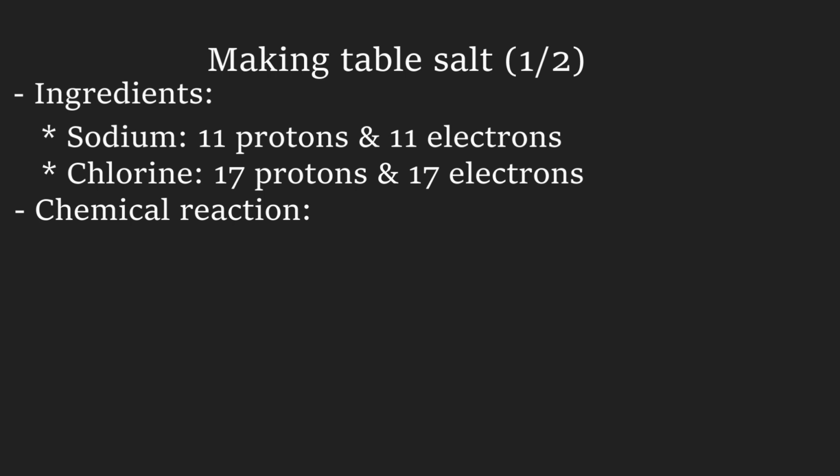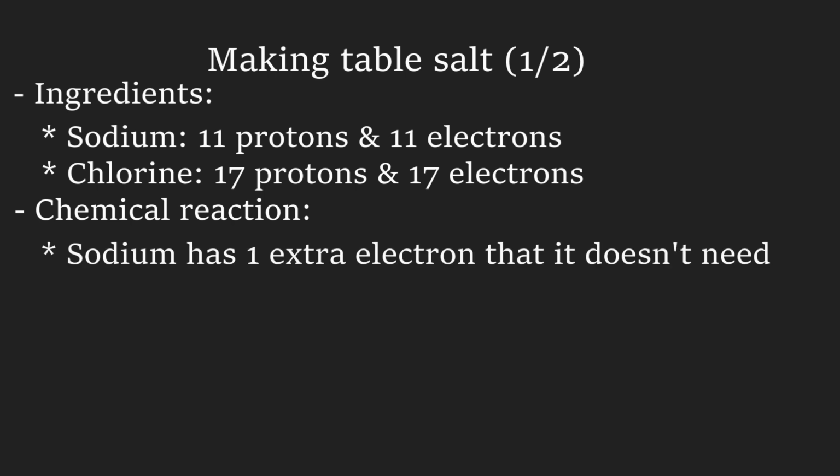So what is the role of sodium in this? Well, sodium has one extra electron that it doesn't need. What I mean by that is that sodium happens to have one electron in its outermost shell, which is its third shell, and this electron actually makes it unstable. This is the case because atoms are most stable when their outermost electron shell is full. For many elements, this means having 8 electrons in the outermost shell.